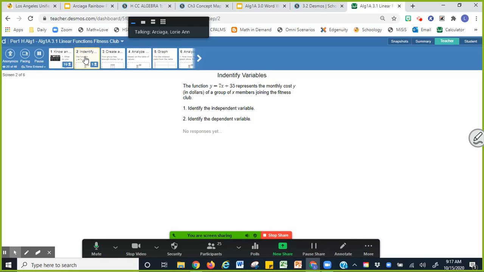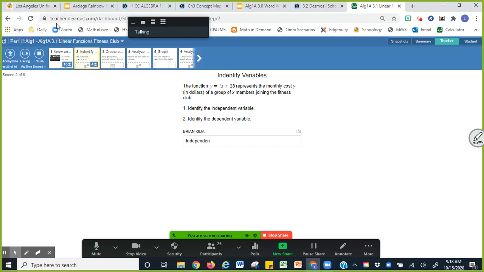Okay, so now let's move on to slide number two. 19 of you did slide number one already. We're 25 total. Let me know what happened with the other students. Okay, so on the second slide, we are going to identify variables. Oops, wrong spelling. Sorry about that.